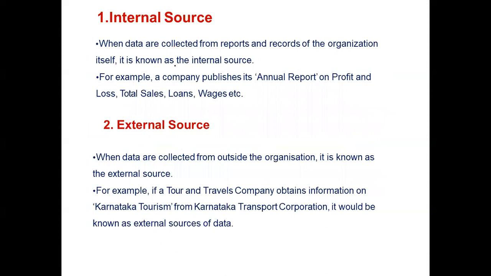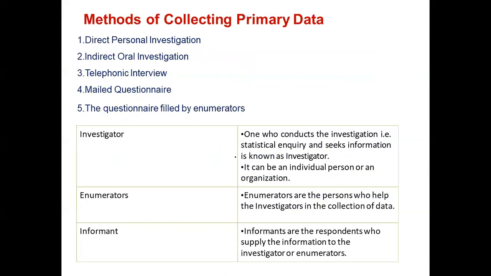What is an internal source of primary data? When data is collected from reports and records of the organization itself, it is called internal source. When data is collected from outside the organization, it is called external source. Now, what are the methods of collecting primary data? That is experimental data or observational data. It is direct method, indirect method, telephonic interview, mailed questionnaire, and the questionnaire filled by enumerators.